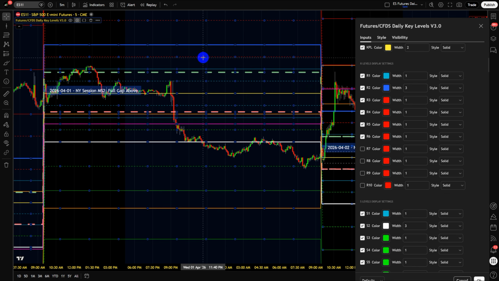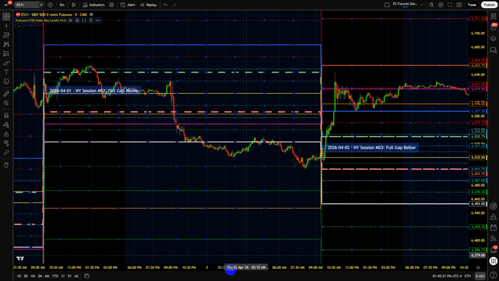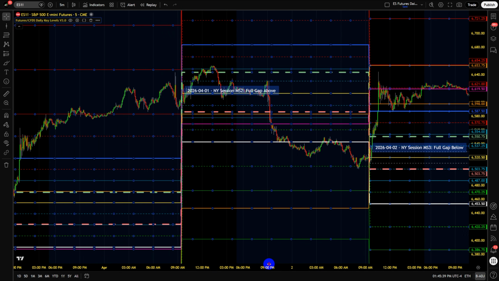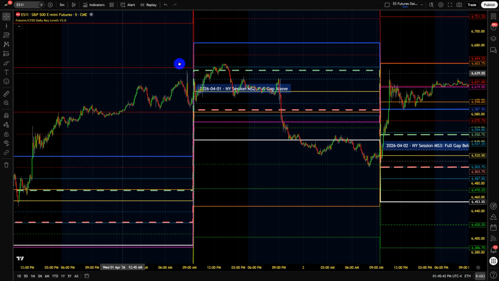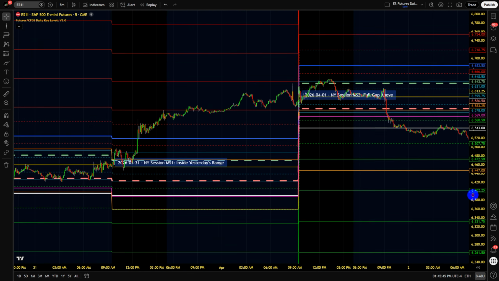The point I'm just trying to make is you can change these lines, colors, line widths, line styles to help differentiate certain levels more when you're looking at historical sessions, if it makes it easier for you. Some people may think that it's fine the way it is, already in the defaults. That's just up to each individual.